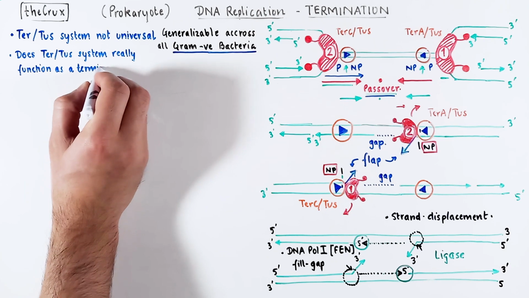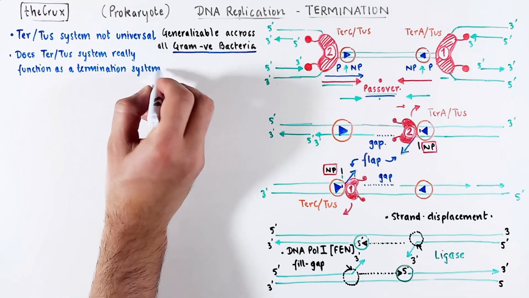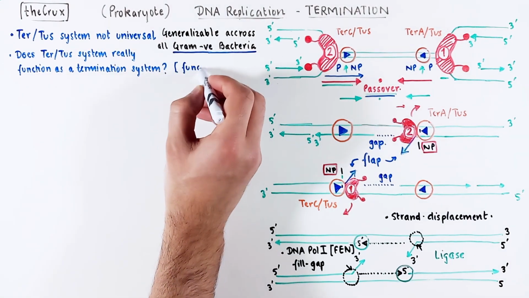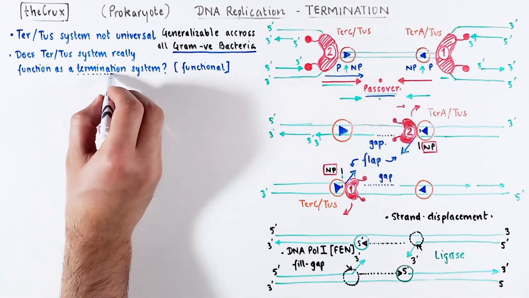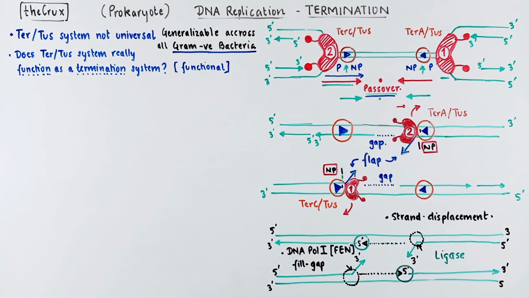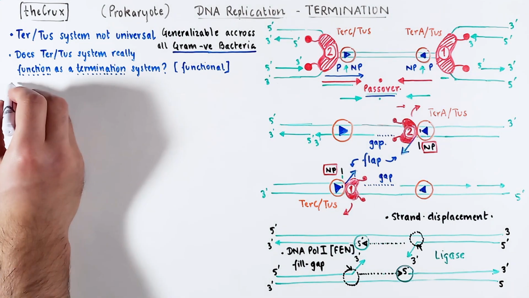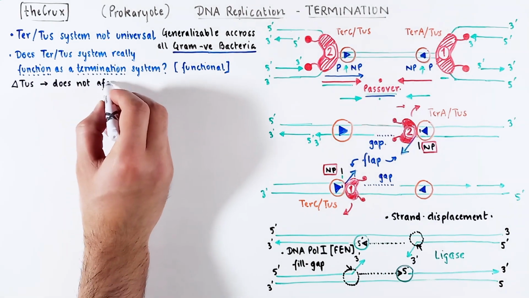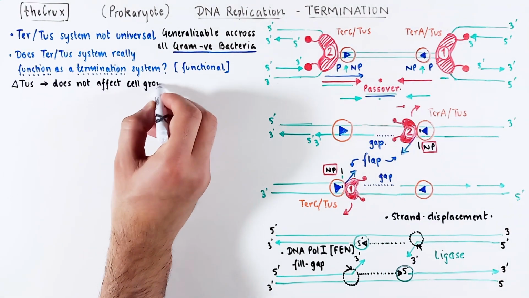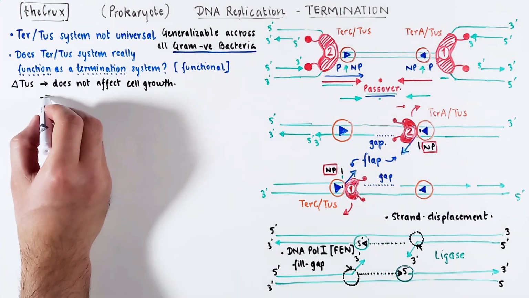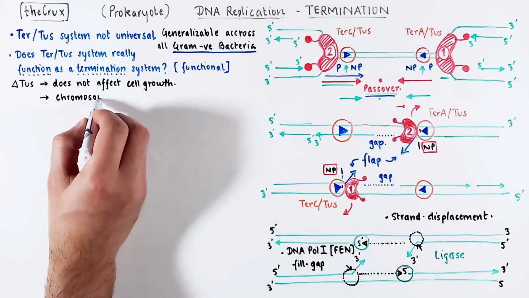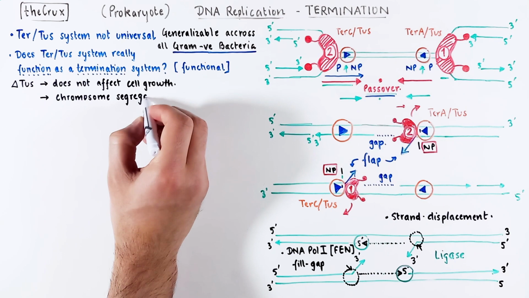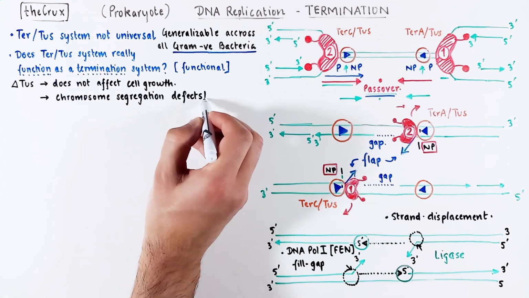And this has brought the termination system into question, and specifically researchers have been asking whether Tus and Ter is really functioning as a termination system, and if termination function is a byproduct of some other function of the Ter and Tus complex. And as I said, we can delete the Tus protein, which makes the termination zone meaningless. And to our surprise, if you do that, the bacteria is unaffected by this loss. However, there are issues with chromosome segregation.